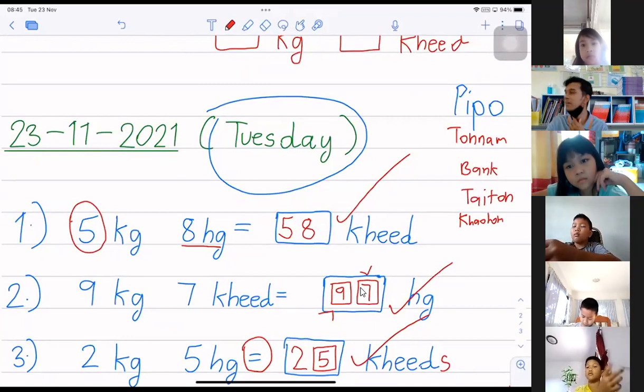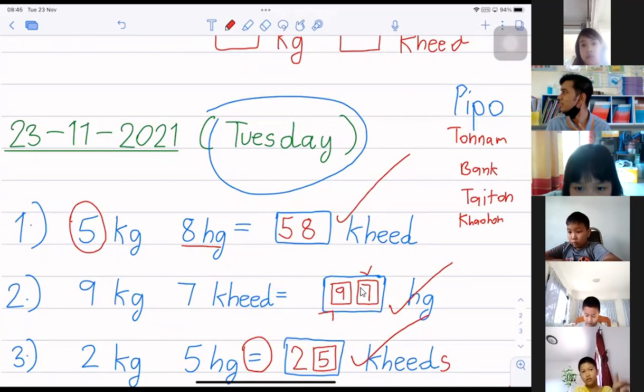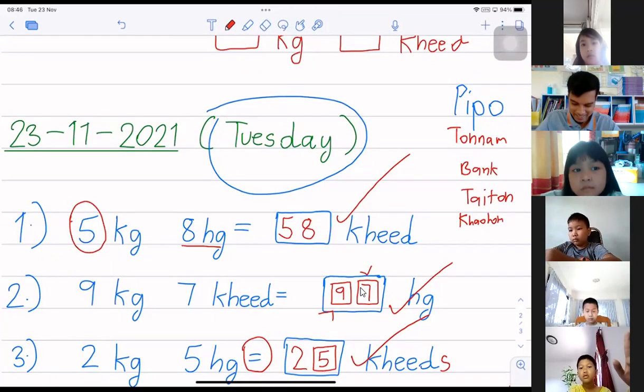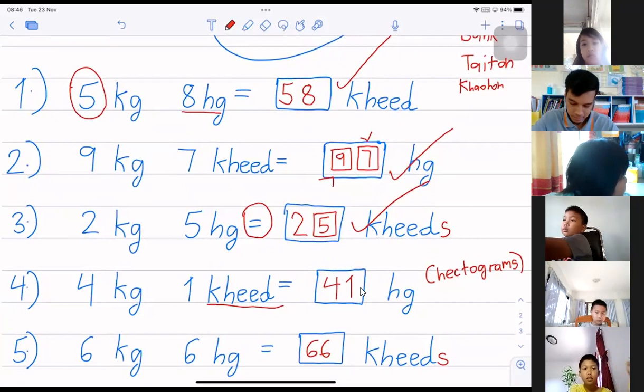Louder, clearly. No, I'm not able to speak clearly because something's wrong over here. Up and down. Think too much. Okay. Let me try. Okay.